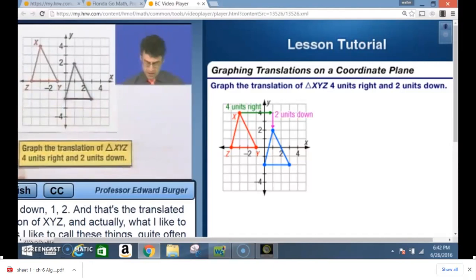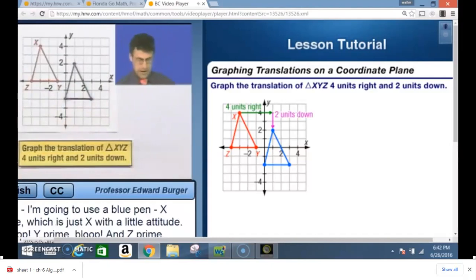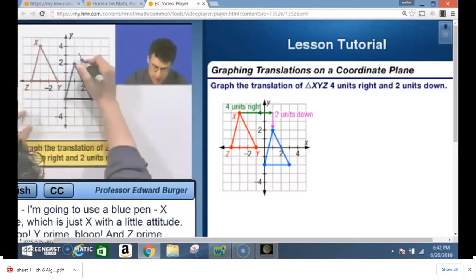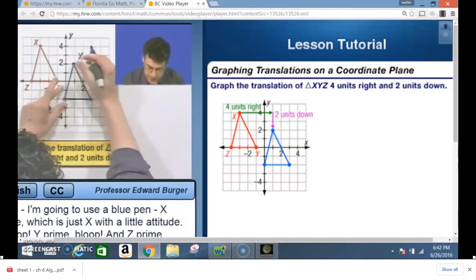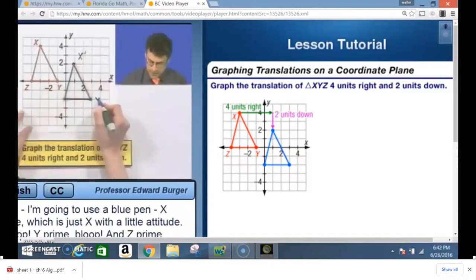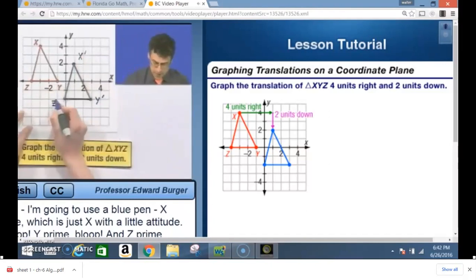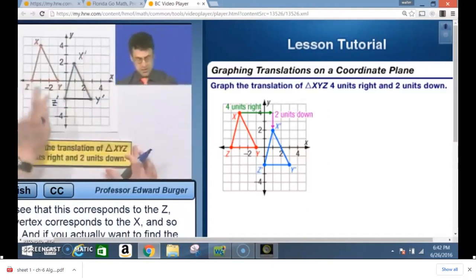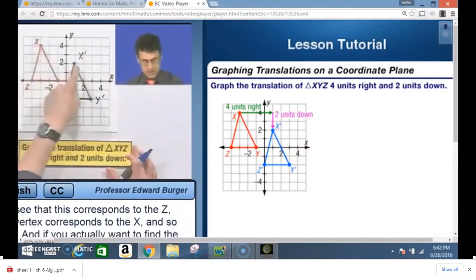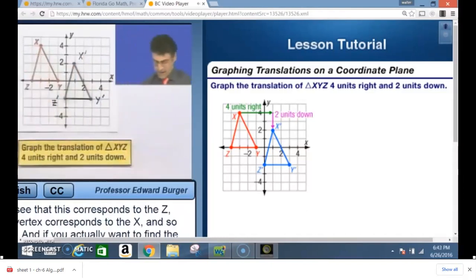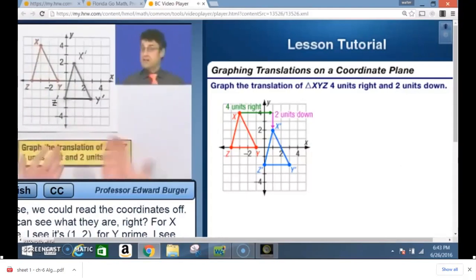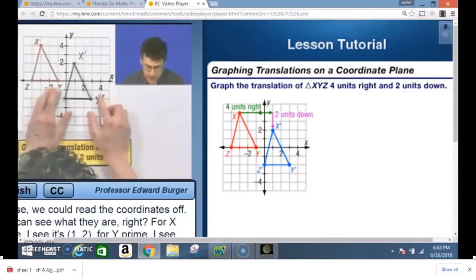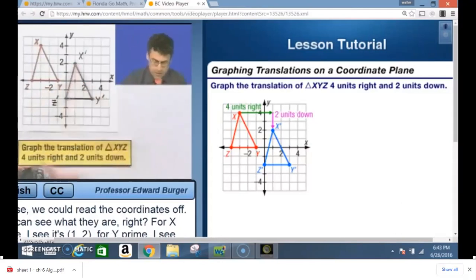And what I like to do is call these X prime, which is just X with a little attitude. Y prime. And Z prime. And so you can see that this vertex corresponds to the Z, this vertex corresponds to the X, and so forth. And if you actually want to find the coordinates, of course we can read the coordinates off, right? You can see what they are. For X prime, I see it's 1, 2. For Y prime, I see it's 3, -2, and so forth.